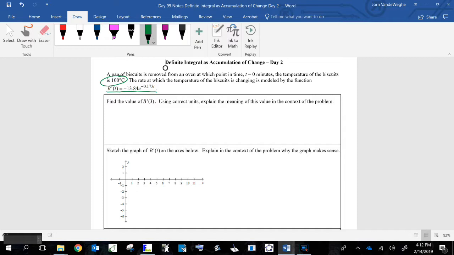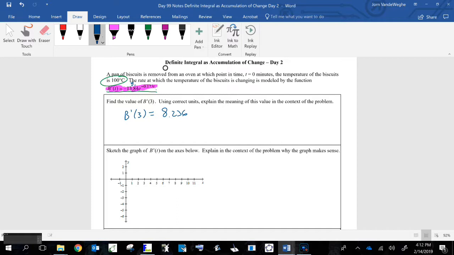If we need to find the value of b prime of 3, we need to figure out what the derivative is at t equals 3. A lot of students will look at this and say, oh, I'm going to use nDeriv. But remember that the function is already b prime of t. So all you really have to do is plug this into your calculator, call it y1, go to the table, find out what happens when x is 3, and you get b prime of 3 is negative 8.236. Remember, I'm rounding to the thousandths place.